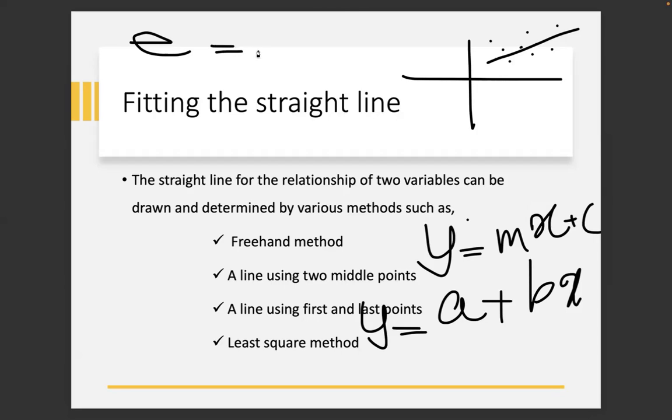Yes, so what should be there? The E value should be equal to 0. That means the error should be minimized. Error should be minimal. A line using the first and the last point, or else the least square method. Out of these four methods, you can use one method and draw it.